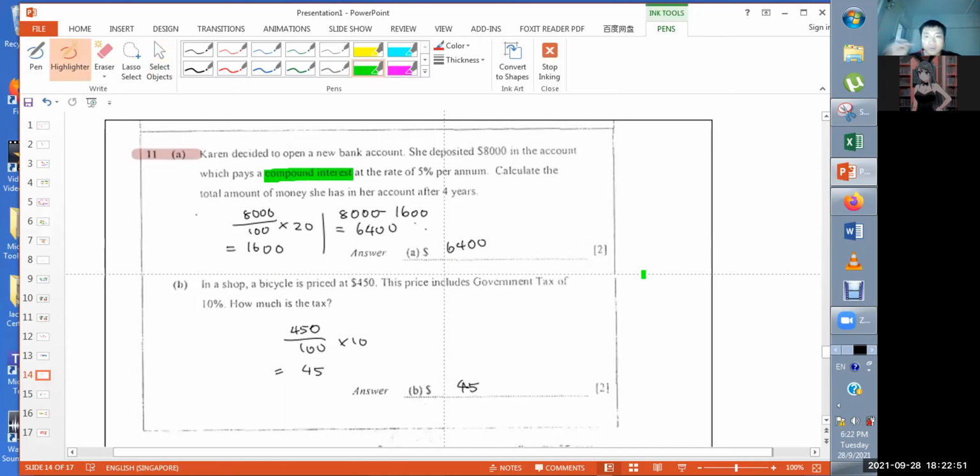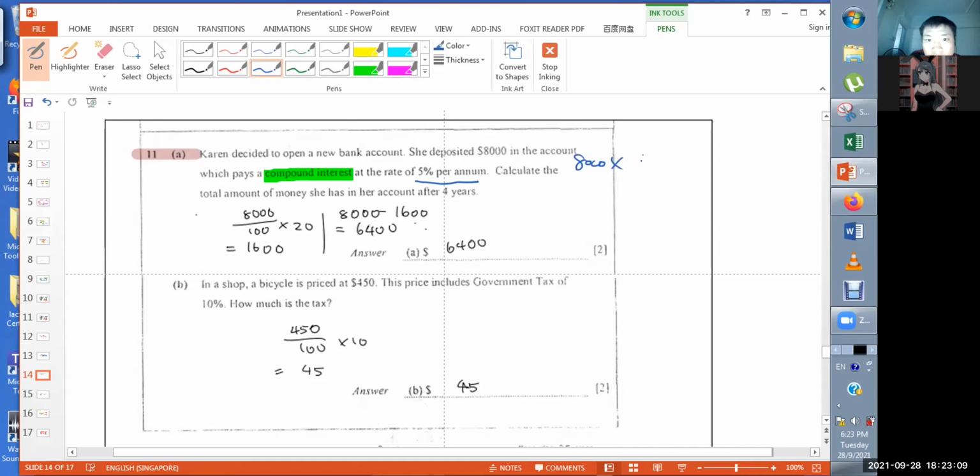Yeah. So with compound, you know what to do, right? Every year you will start with a new sum. Okay. So it's 5% per annum. Calculate the total amount she has after 4 years. Okay. How do you do it? Let's do the first year first.